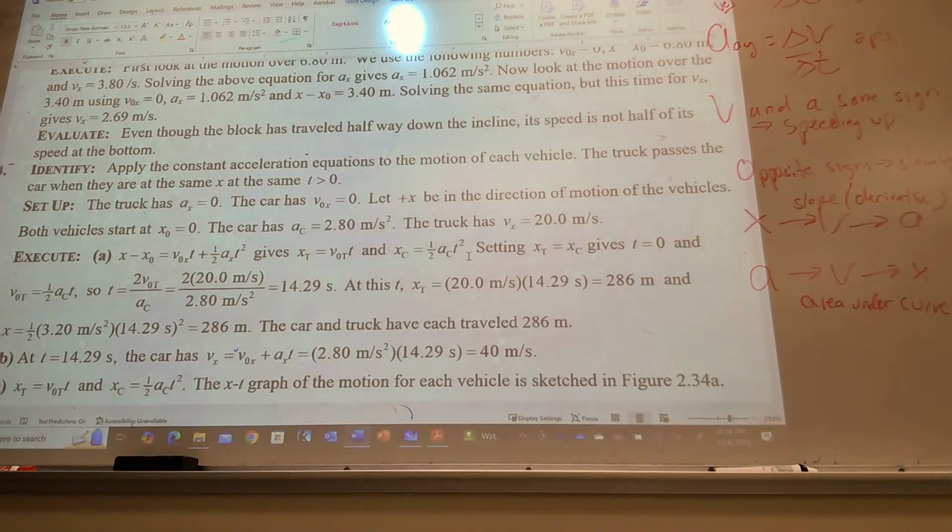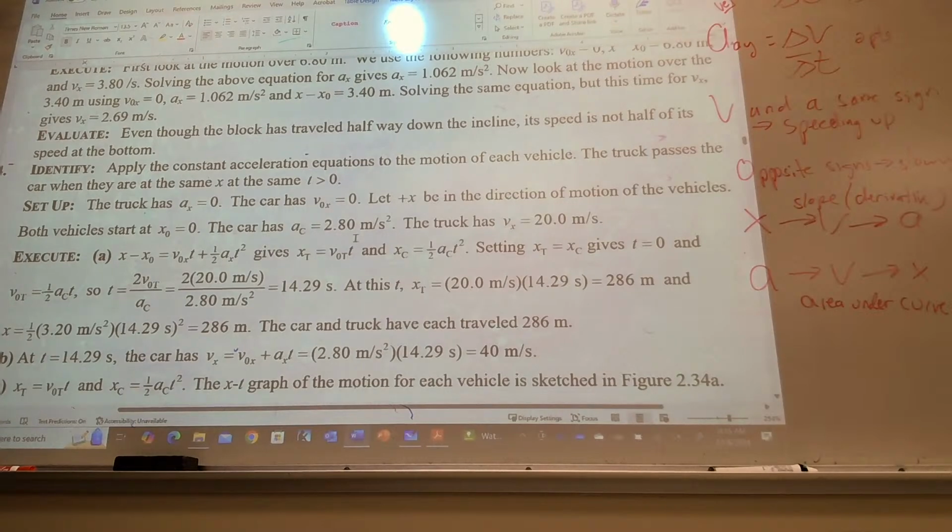So this one has constant acceleration, the car. The truck has a constant velocity. So those are two totally different things. The equation for the truck right here is just vt. There's no plus 1/2 at squared. The equation for the car is 1/2 at squared. There's no vt. Okay, so we have that.